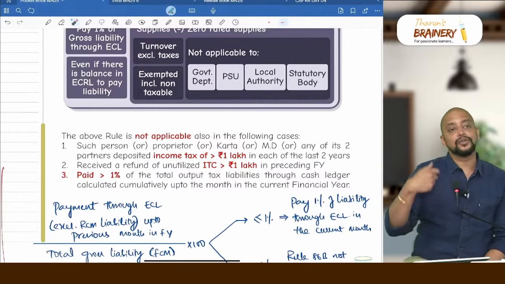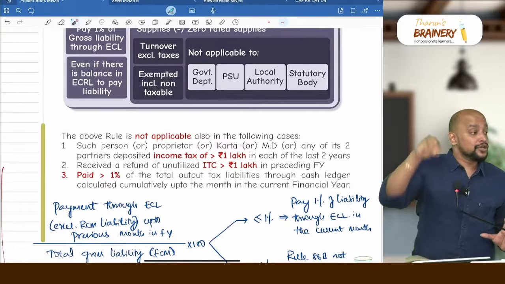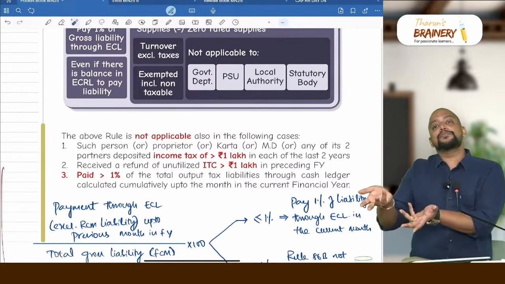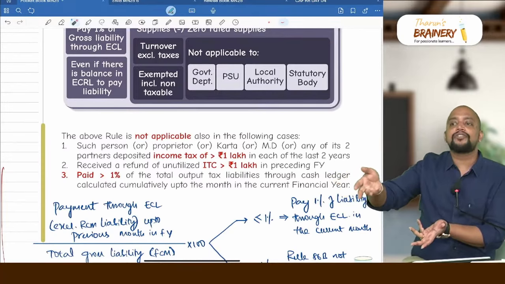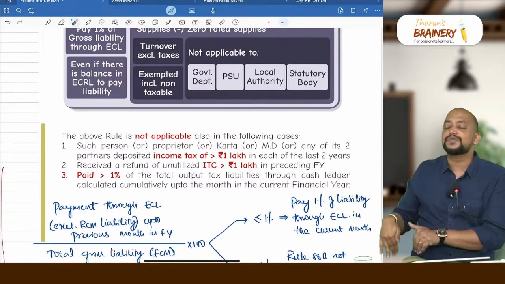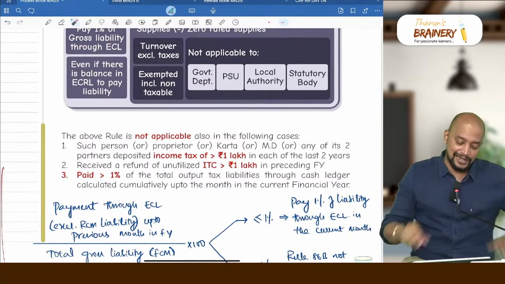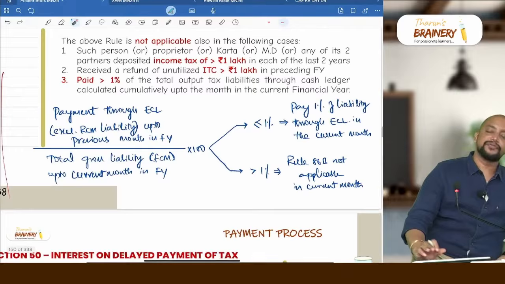Or cumulatively during the current year, from April 1st till this month, you have already paid more than 1% of liability through the cash ledger. So this month you don't have to comply with the provision. Read that: paid greater than 1% of the total output tax liability through the cash ledger, calculated cumulatively up to the month in the current financial year. Kindly make note of this formula.